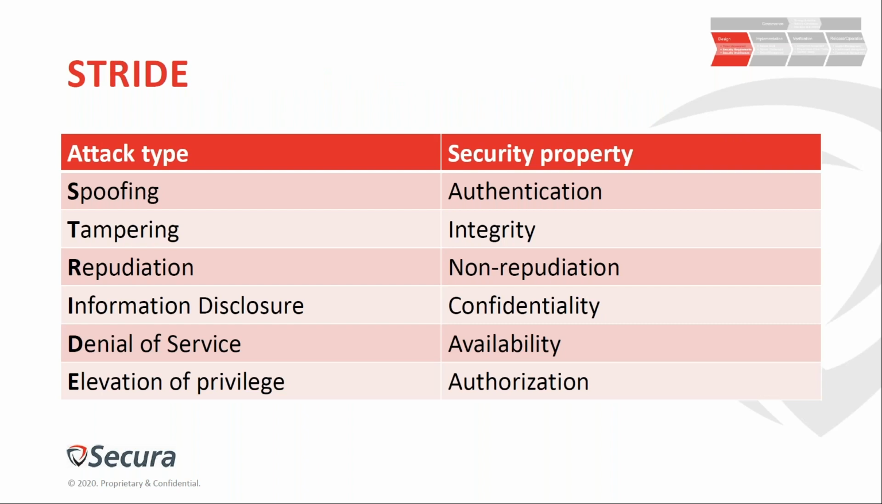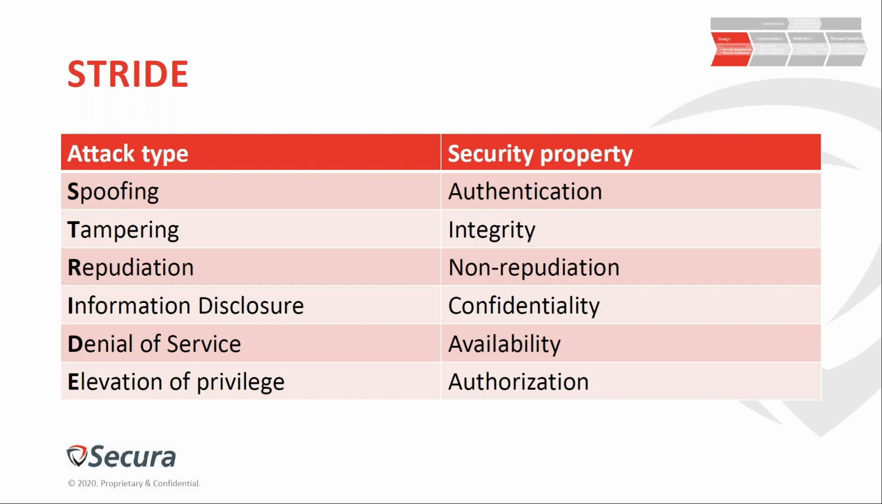Now, STRIDE is an acronym invented by Microsoft that describes 6 types of attacks. Spoofing, which is pretending to be someone else. Tampering is about modifying data. Repudiation means that you are able to deny a certain claim. Information disclosure is seeing something that you should not see. Denial of service is making a system unavailable. And elevation of privilege is doing something that you're not allowed to do.